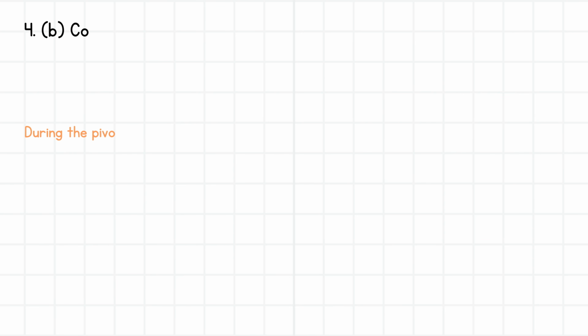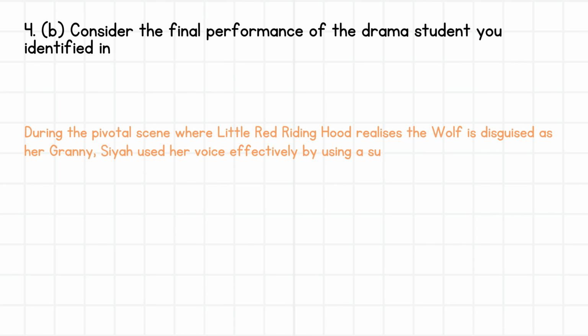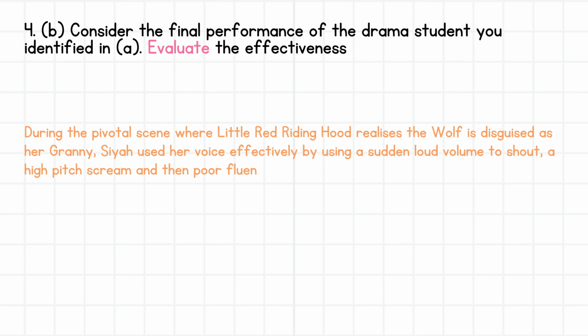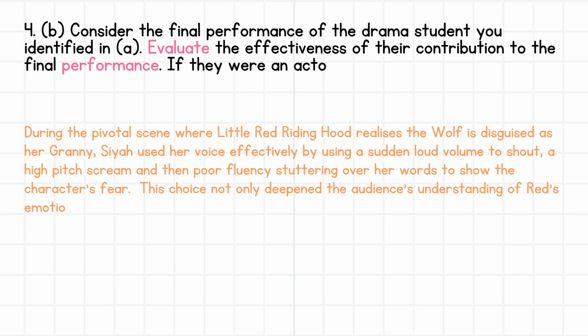For the model answer, I've written, during the pivotal scene where Little Red Riding Hood realises the wolf is disguised as her granny, Sia used her voice effectively by using a sudden loud volume to shout, a high-pitched scream, and then poor fluency, stuttering over her words to show the character's fear. This choice not only deepened the audience's understanding of Red's emotional state, but also heightened the tension in the scene.